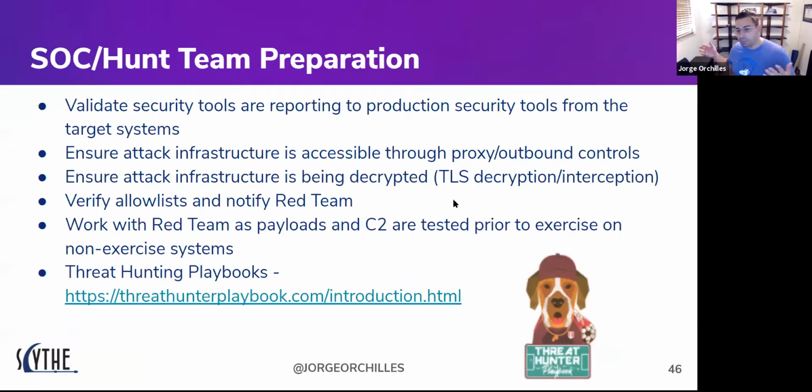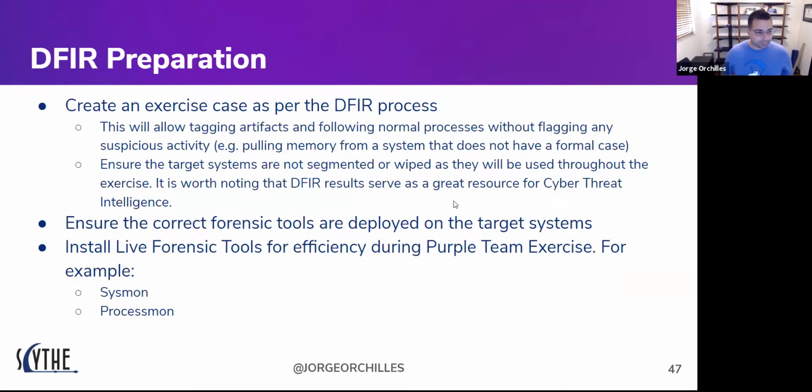And then your blue team, your SOC and your hunt teams need to be prepared as well. They need to make sure their security tools are reporting into the production systems, that the red team can access their C2s from wherever this is happening. And if you have threat hunters, they should have their playbooks drafted and ready to go.